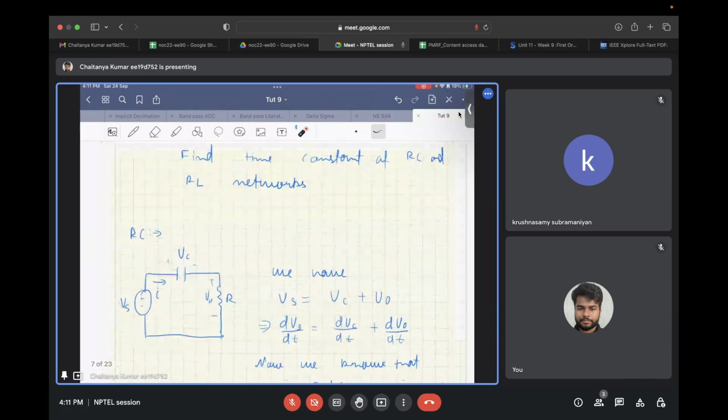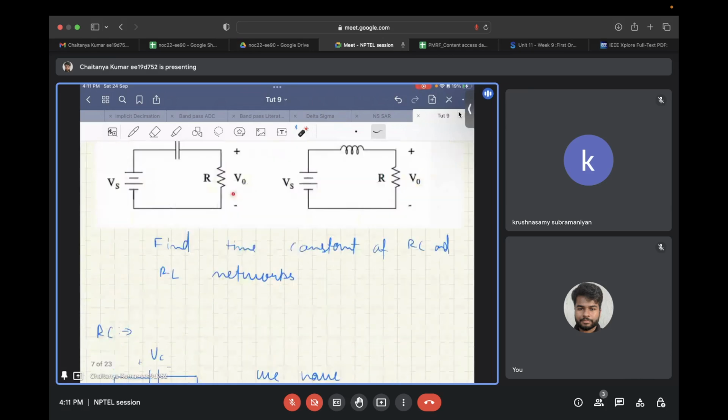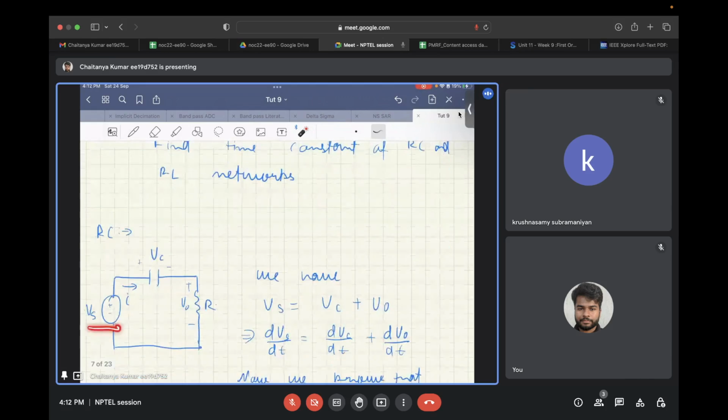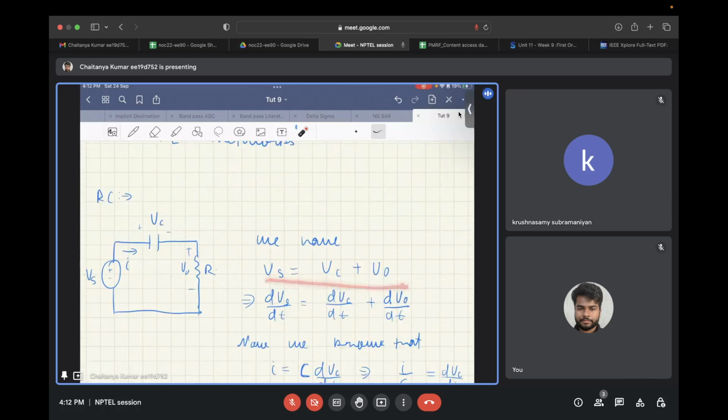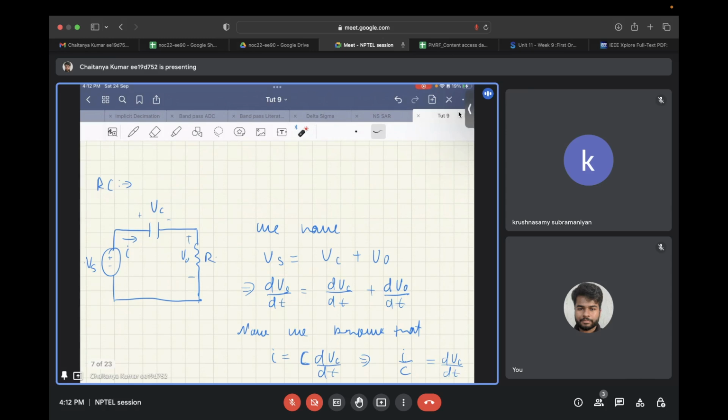Assume the voltage developed across this capacitor as Vc, and in the question itself, it's given that the voltage developed across the resistor is V naught. So from there, Vs, the voltage source, is equal to Vc plus V naught. Now, if you differentiate this complete equation on both the LHS as well as the RHS, what you get is dVs by dt is equal to dVc by dt plus dV naught by dt.